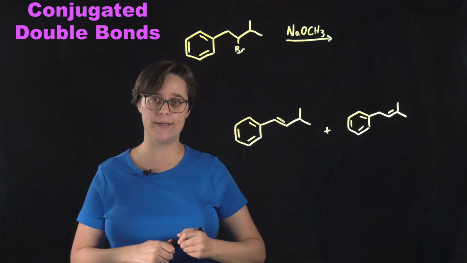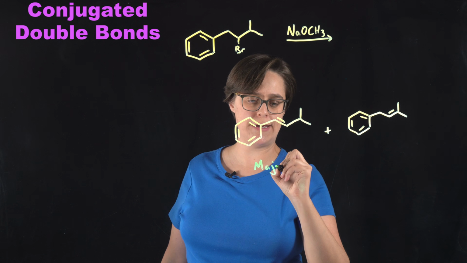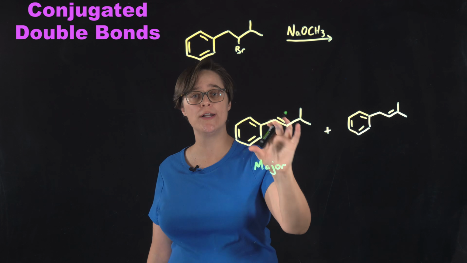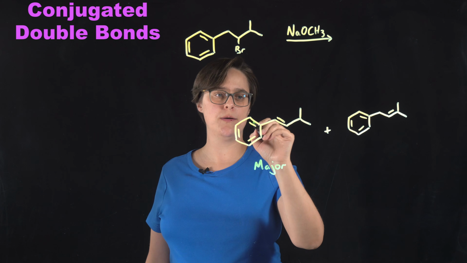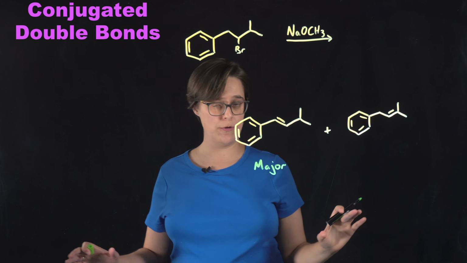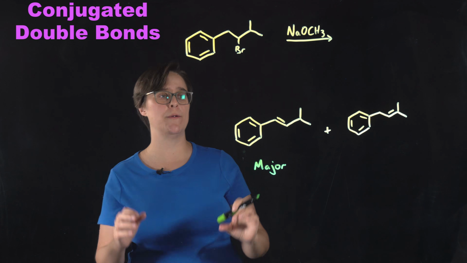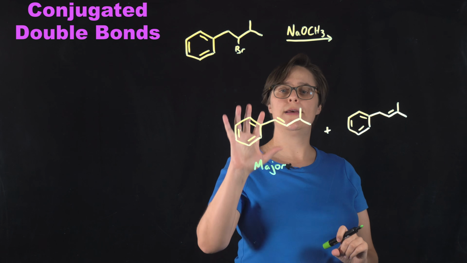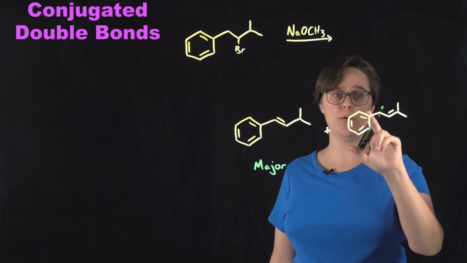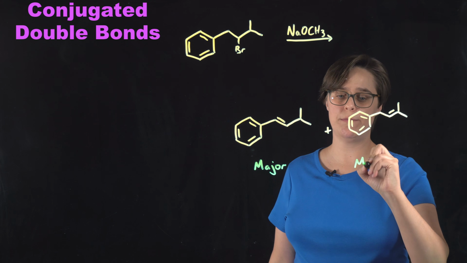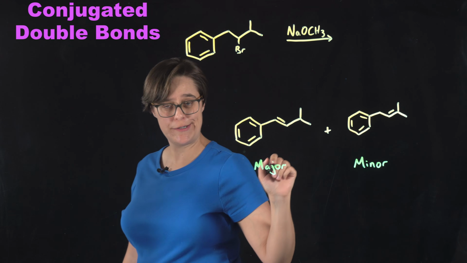But no, that is not true here. This is our major product in this case. And the reason for that is that we have a conjugated double bond system. Whenever you have the pattern of double, single, that pattern over and over again, that's called conjugated double bonds, and it's extremely stable. And that extra stability is going to be our major product, whereas this is not conjugated. We have double, single, double. That ends up being our minor product. So Zaytsev's rule failed here.